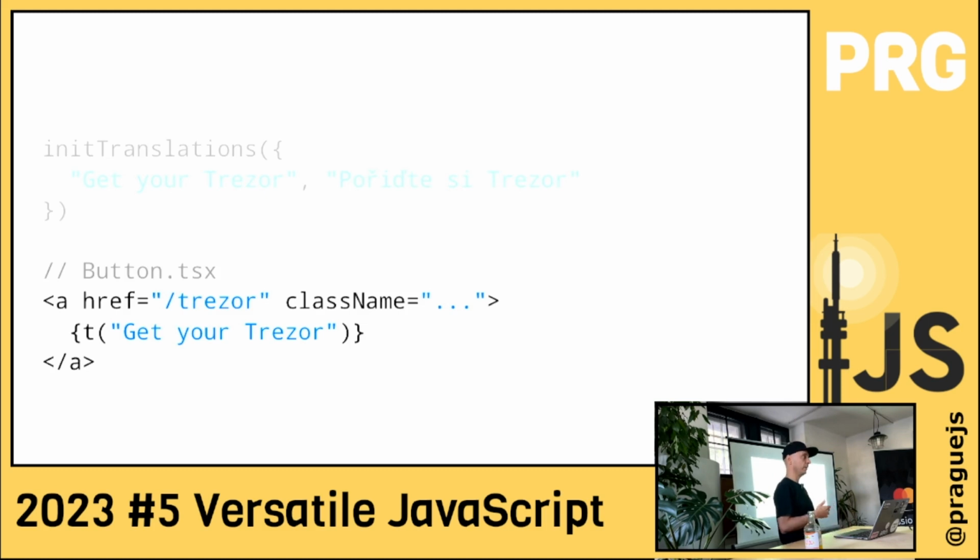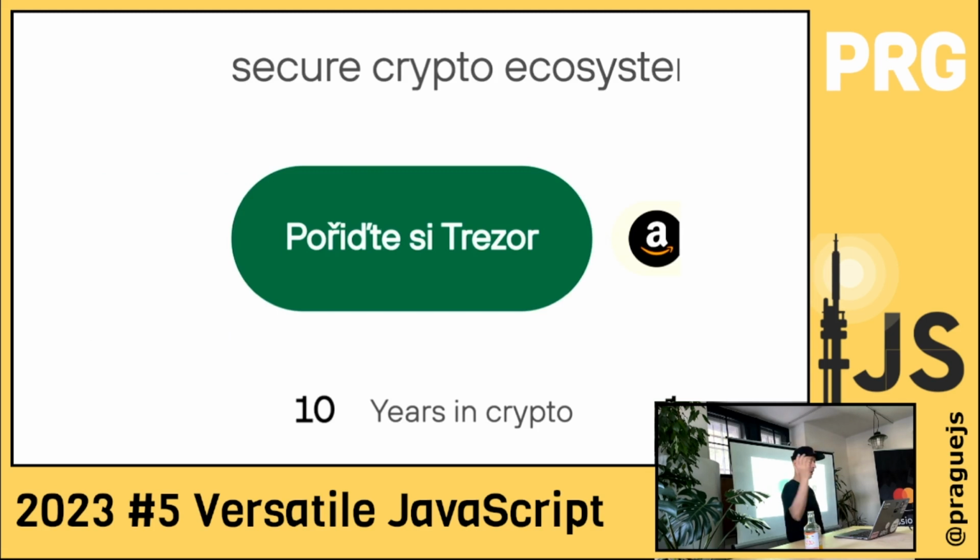So there would be some T function that somehow magically gets through internals to the dictionary we initialized in the app.ts, and that way we wrap the English sentence with the T function. It finds the translation, and we have a call to action button in Czech language solved, and we are happy.